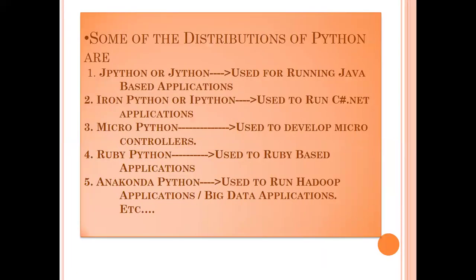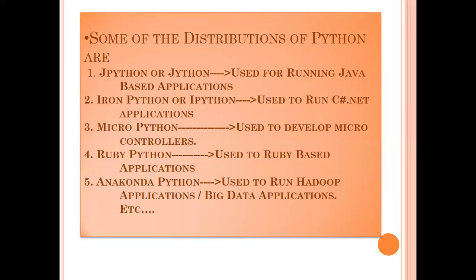Like JPython, for Java-based applications, is known as JPython or Jython. If we want to run C#.NET applications, we have IronPython. MicroPython is used to develop for microcontrollers, RubyPython is used to develop Ruby-based applications, and Anaconda Python is used to run Hadoop or big data applications. So these are the distributions of Python. So we have a lot of them.